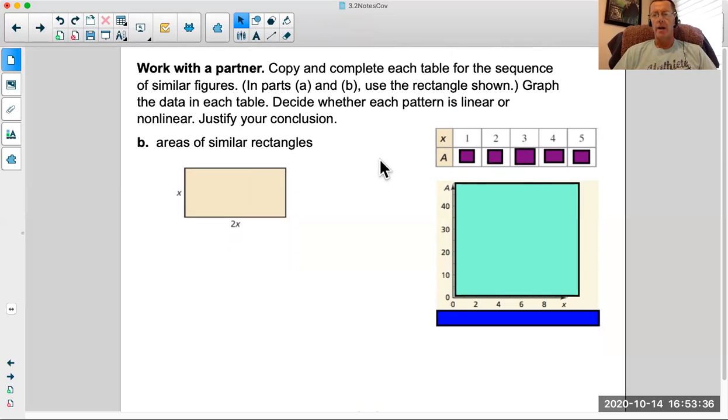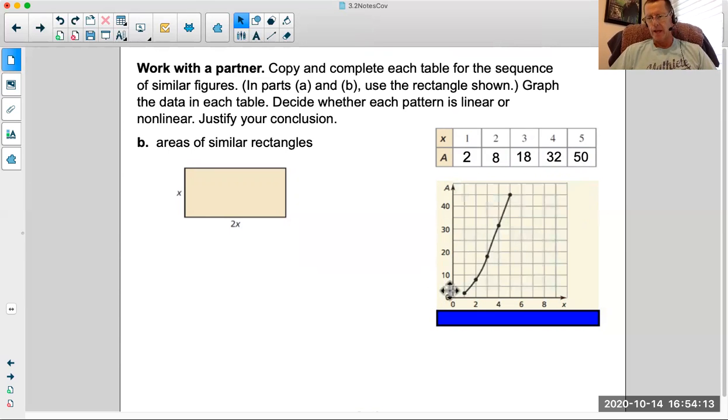Now we're going to do areas. Remember what the formula for the area of a rectangle is? Hopefully you said length times width. If X is 1, this would be a width of 1 and a length of 2. 1 times 2 is 2. Now fill in the rest of them. Hopefully you got 8, 18, 32, and 50. Then pause the video and plot those points on your graph, and let's see if they form a line or not.